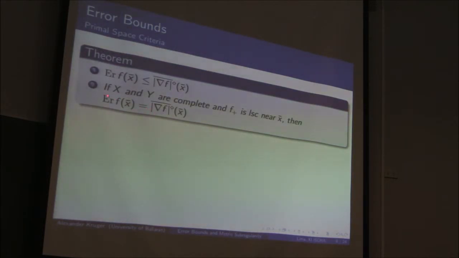The second part of this theorem is much more important. If we additionally assume that both spaces are complete, and this function is lower semi-continuous near x bar, then these two constants coincide. And this is actually a necessary and sufficient criterion for error bounds, and the main one. The other criteria are consequences of this one. For instance, we can use the local strict slope, which we had on the previous slide, for formulating sufficient conditions for error bounds. This is more or less the whole theory of primal space error bounds criteria.